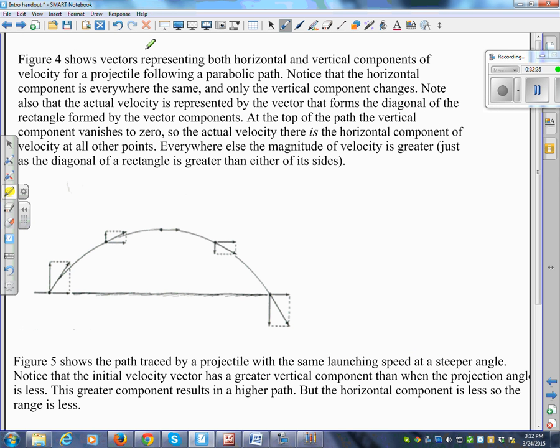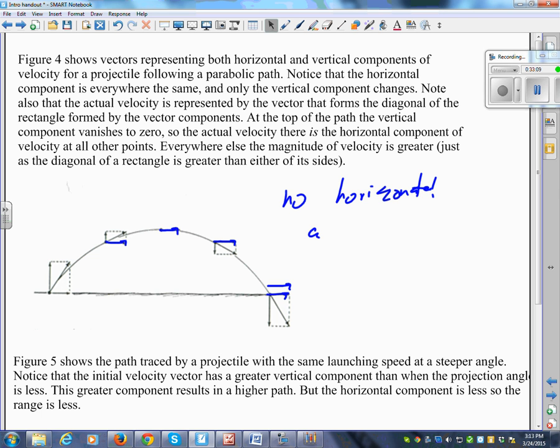Figure 4 shows vectors representing both horizontal and vertical components of velocity for a projectile following a parabolic path. Notice that the horizontal component is everywhere the same. How come? No horizontal acceleration. There is no horizontal acceleration. Have I repeated myself several times?